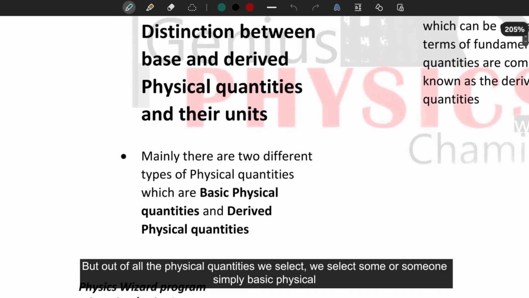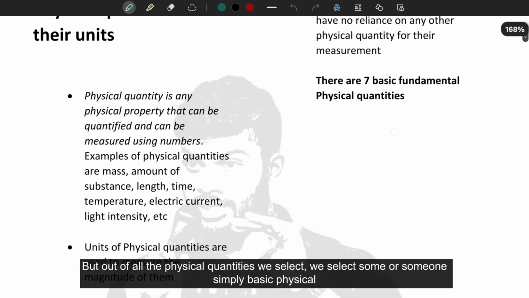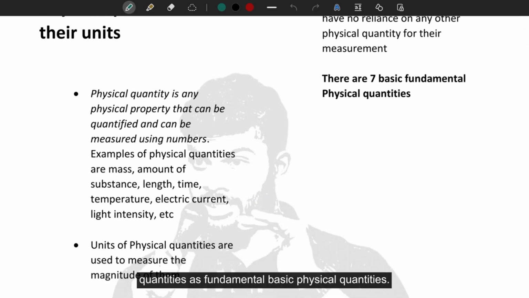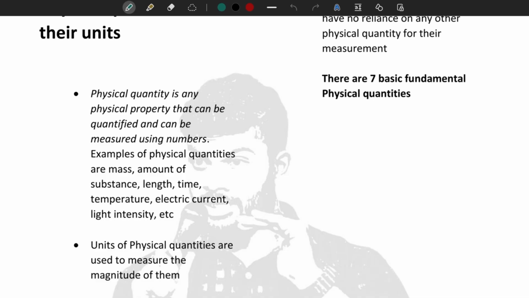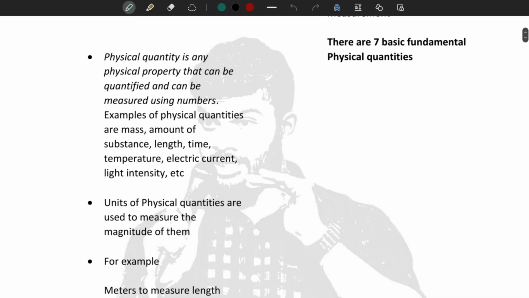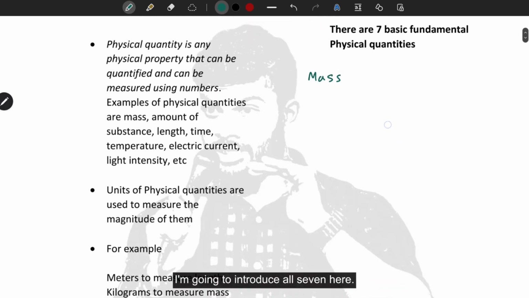But out of all the physical quantities, we select seven simply basic physical quantities as fundamental basic physical quantities. Simply, these physical quantities dominate all the other physical quantities. Let's try to figure out what these physical quantities are. Very first basic physical quantity is mass. So there are seven. I'm going to introduce all seven here.